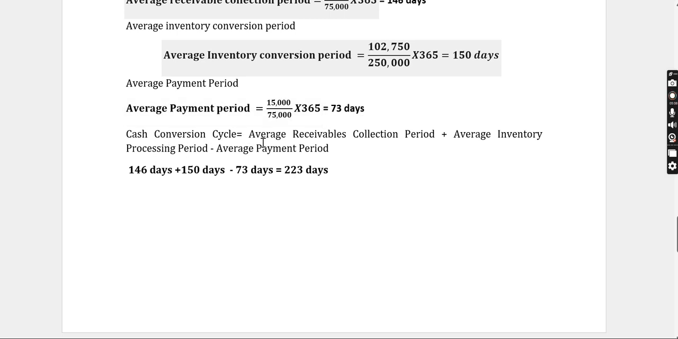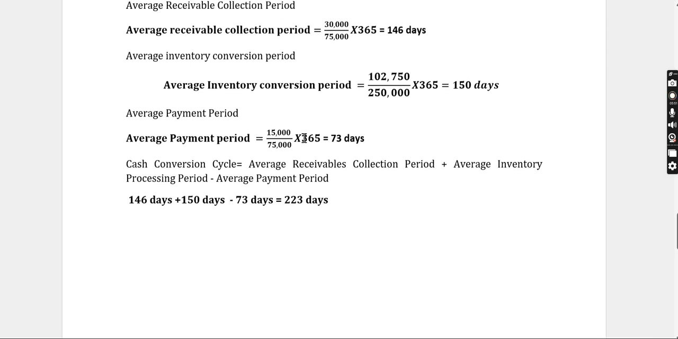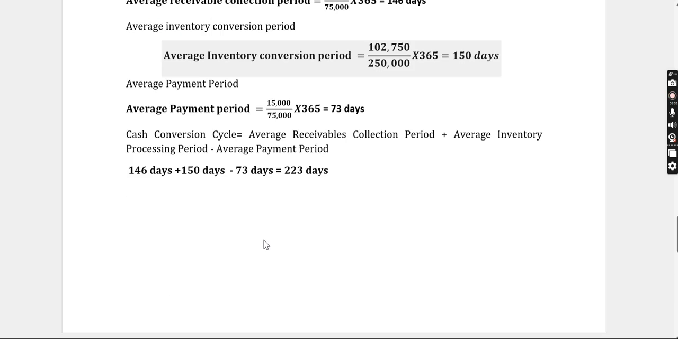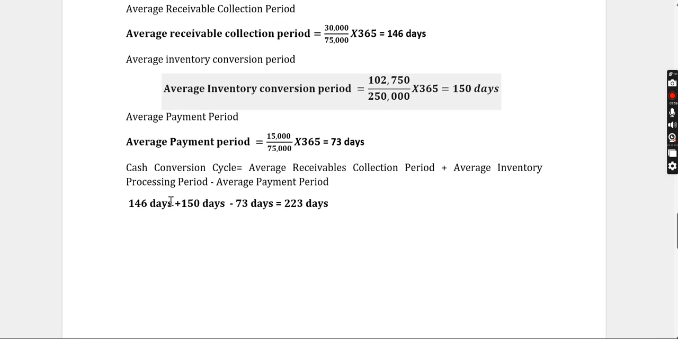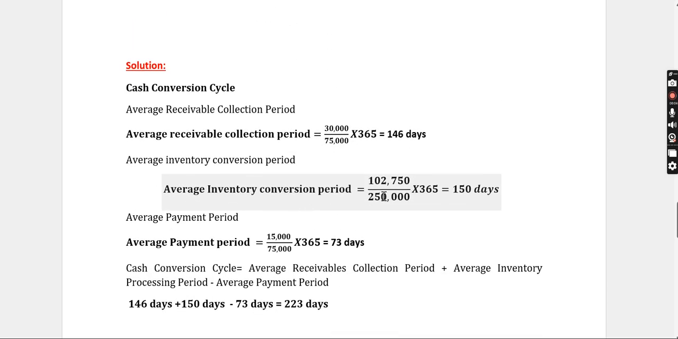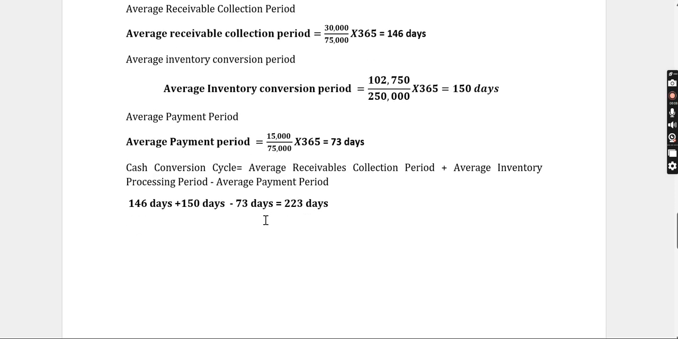Now the cash conversion cycle will be equal to average receivable collection period plus average inventory processing period minus average payment period. So average receivable collection period is equal to 146 days, plus average inventory processing period, which we calculated to be 150 days, minus average payment period, which is equal to 73 days. So minus 73 days will be equal to 223 days. So the cash conversion cycle will be equal to 223 days.